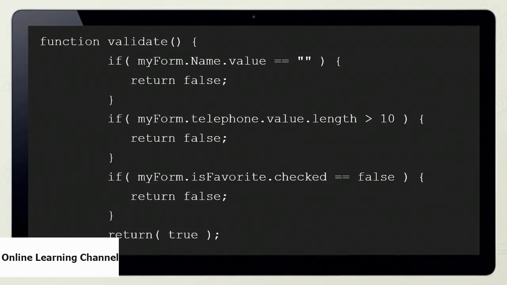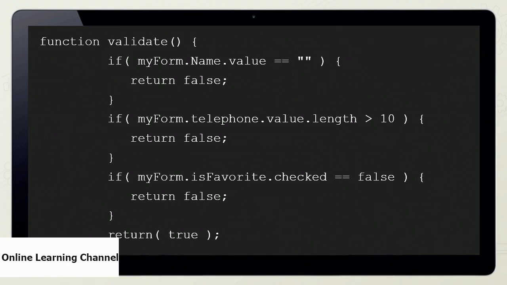Let's take a look now at some code that has some validation in it. What we have here is a function called validate, and we have a form called myForm. Once you create a form, anything that's created inside of the form tags becomes part of the form. As you can see here, the form itself is an object. It has a name property, and that name property has a value property on it. So we can check the value of the name to make sure that it is not blank, because if it is blank, we can return false from this validate function. In our next check, the telephone input field is part of myForm, and that in itself has a value, and the value itself has a length property.